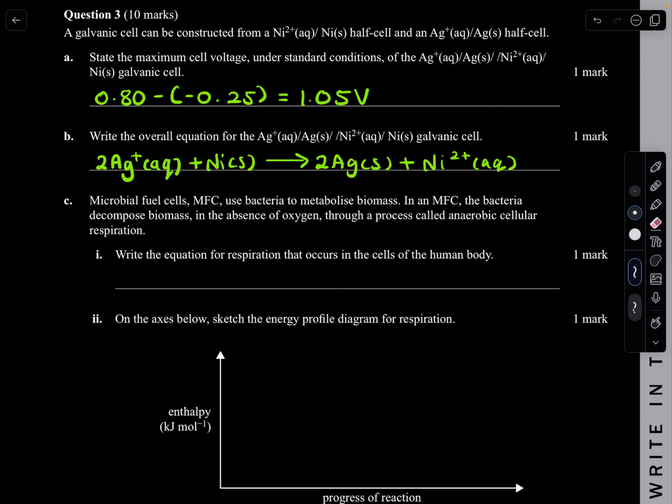In an MFC, the bacteria decompose biomass, breaking it down in the absence of oxygen through a process called anaerobic cellular respiration. Basically, for bacteria to break down biomass, there must be no oxygen, and hence it goes through anaerobic cellular respiration. If it did have oxygen, it goes through aerobic cellular respiration. That's what us humans go through, aerobic, not anaerobic, because we require oxygen. Write the equation for the respiration that occurs in the human cells of the body.